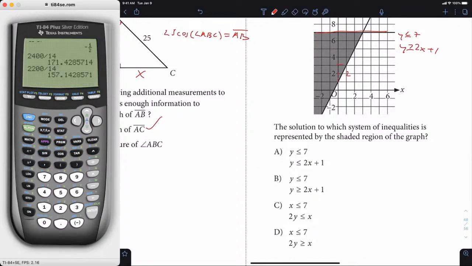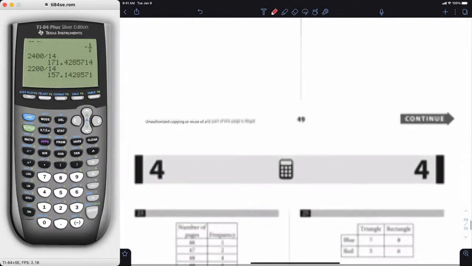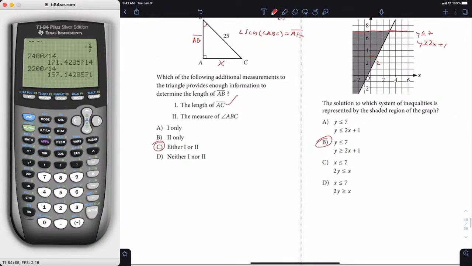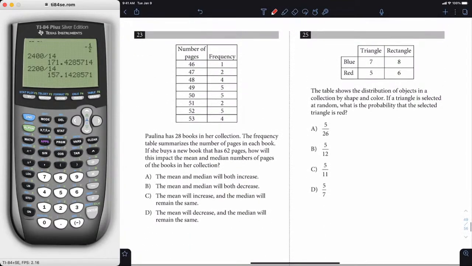Or am I wrong? No, I'm right. Yeah, it's B. Yeah, alright. Paulina has 28 books in her collection.